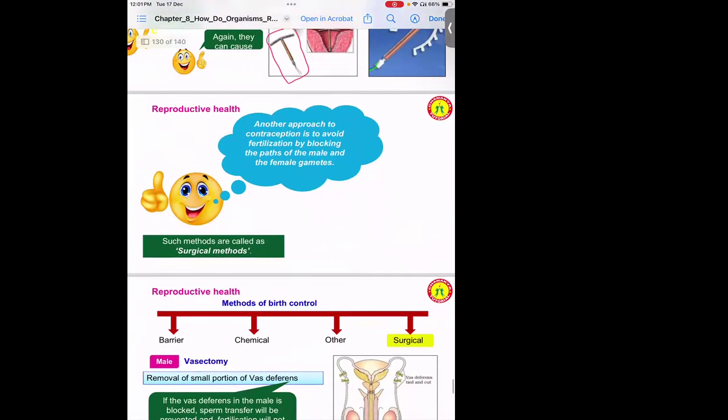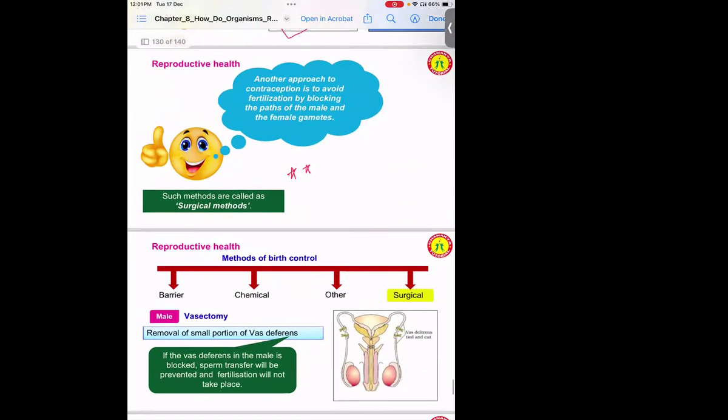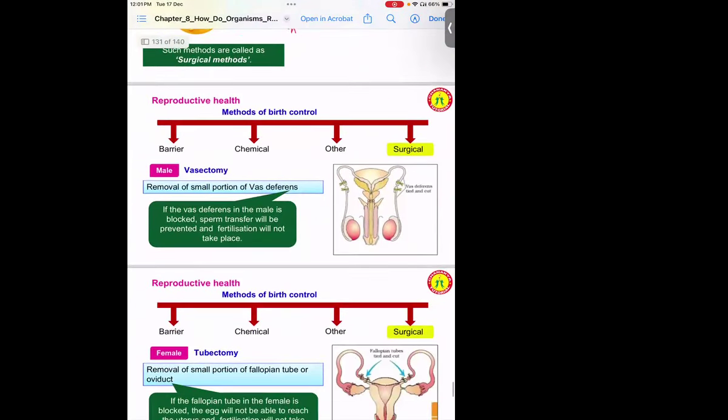Then a very, very important part for your board examination, the surgical method, where one part from the male or maybe from the female will be blocked, and because of that, the fertilization will not happen. Such kind of methods are called surgical methods. In the surgical method, in the males, it is called vasectomy, which is the removal of a small portion of the vas deferens. So the vas deferens portion will be like this. You can see in this picture.